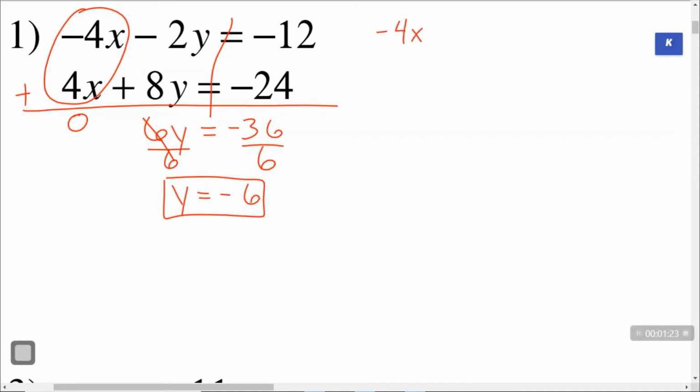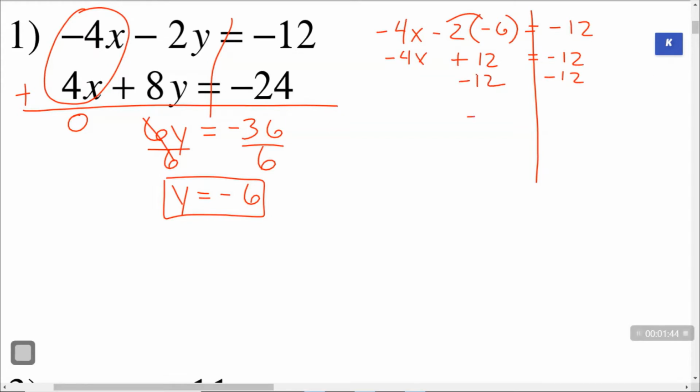I'm just going to take my first one, and I'm going to replace y with what I found, and solve for x. Now, in the elimination method, it's quick to get to one variable, but it's a little bit longer to get to the second one because I have to do all the math involved with that. Negative 2 times negative 6 gives positive 12. Subtract 12 from each side. Negative 4x equals negative 24. Divide by negative 4. I find that x equals positive 6.